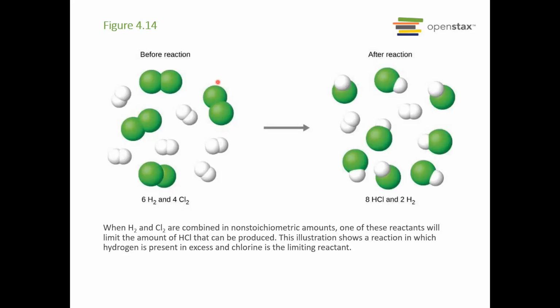So you can see here, if we had 6 molecules of hydrogen and 4 molecules of chlorine, we've got that excess amount of hydrogen. So that's why after this reaction takes place, we can react all of that chlorine to give us 8 molecules of HCl, but then we still have 2 molecules of hydrogen gas left over, because that's going to be our excess reactant.